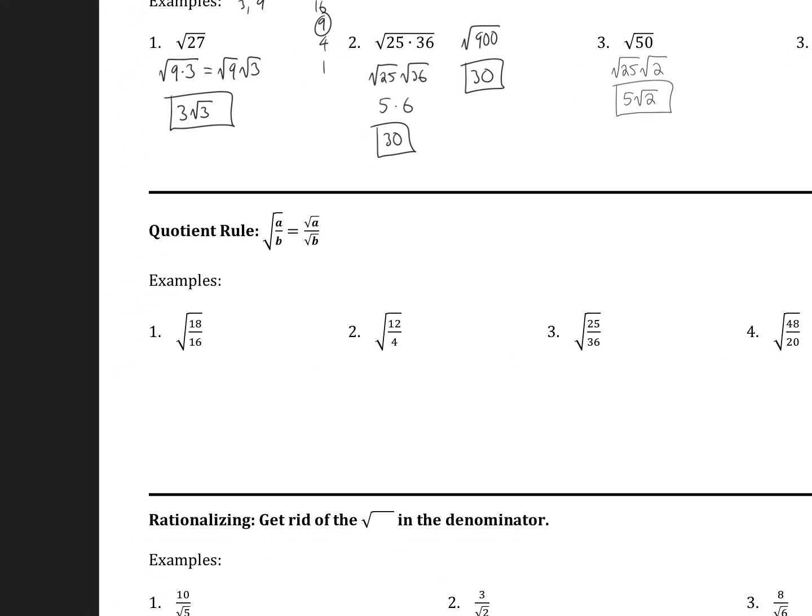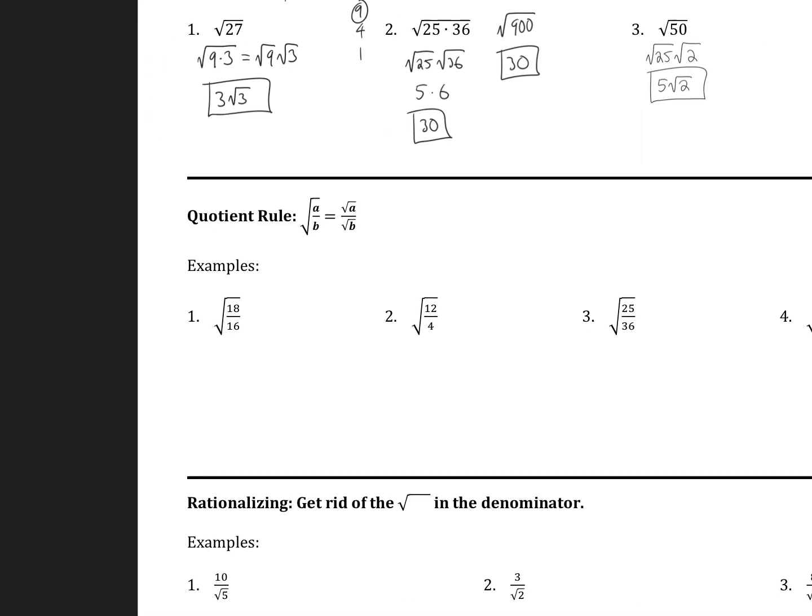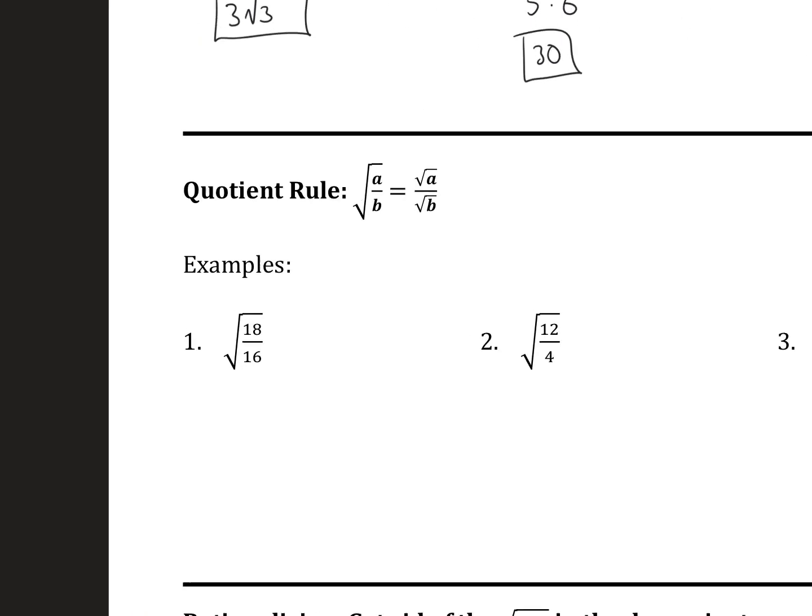All right, moving on. New color, new problems here. Quotient rule. So product rule is like you can split up things being multiplied. Quotient rule is very similar. If you have a fraction under a radical, you can split it up into separate radicals, okay? So you want to ask yourself, does it make sense to divide it or does it make sense to just split it up? Well, let's take a look here.